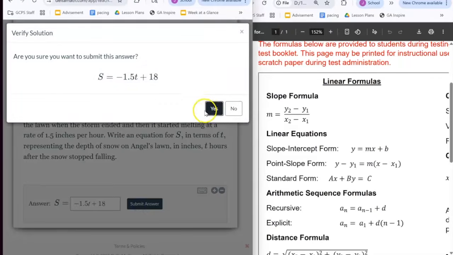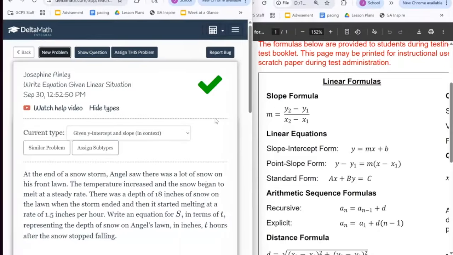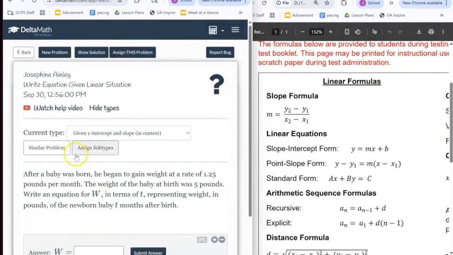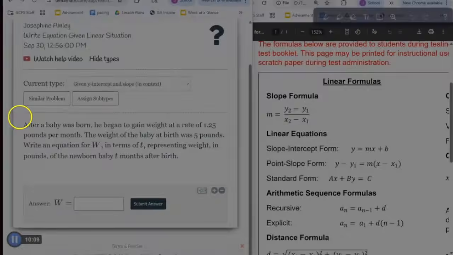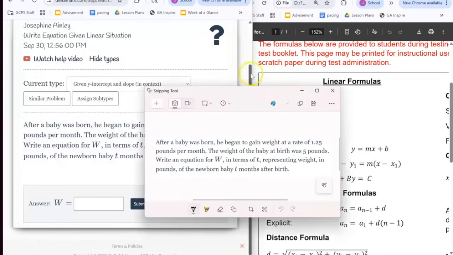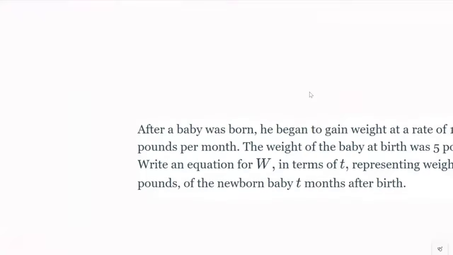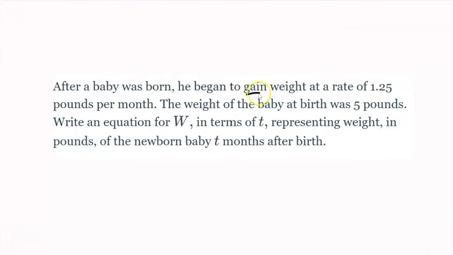All right, I'm going to do another one of these because this is a very important one to know. All right, a baby is born. So again, there are two numbers you're looking for: my start and what's happening every something. So the baby is born, he begins to gain. The word is gain, that means increase. He's gaining weight at a rate of 1.5 pounds per month.